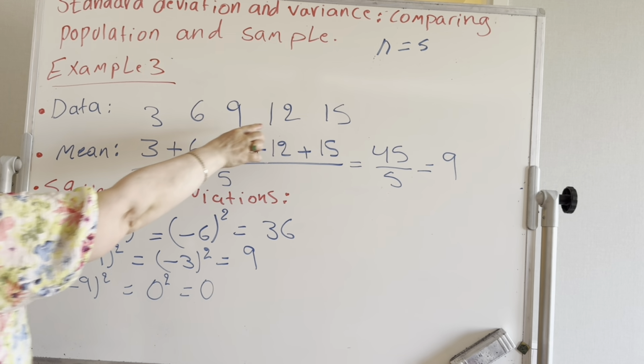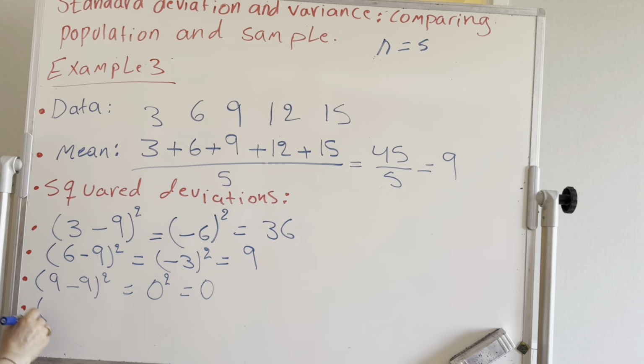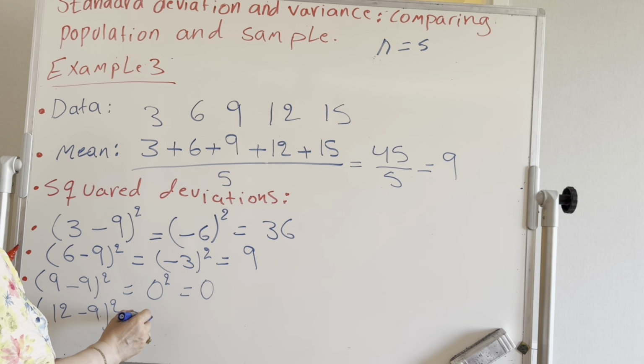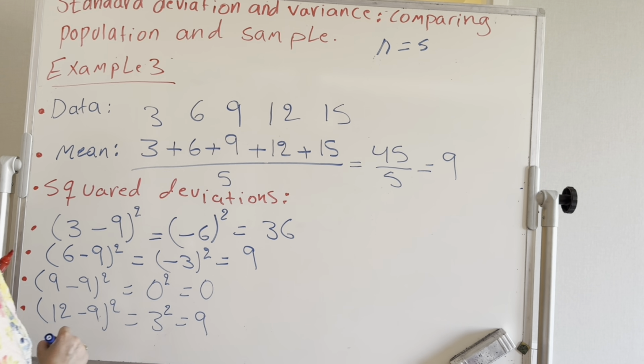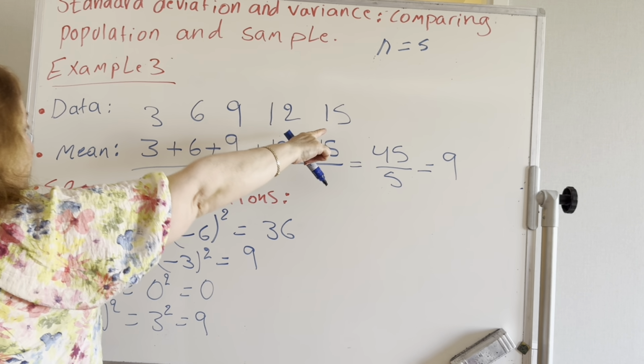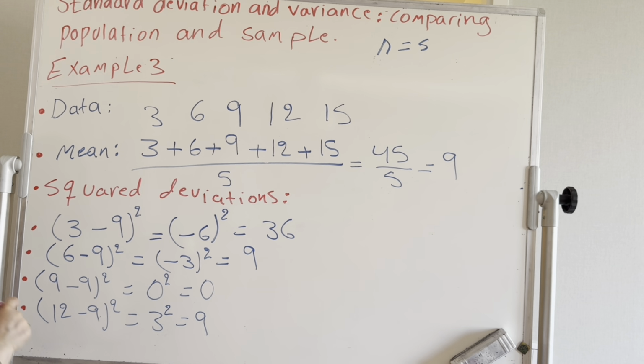The fourth number, 12 minus 9 squared equals 3 squared equals 9. And the last number, 15 minus 9 equals 6, squared equals 36.